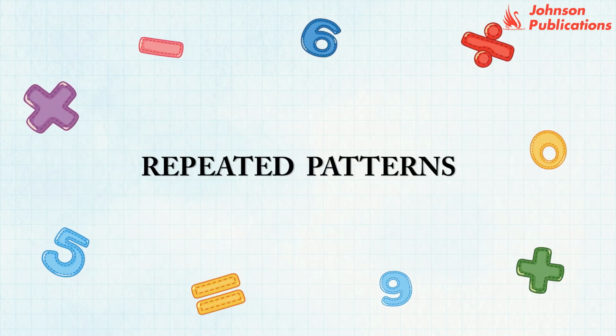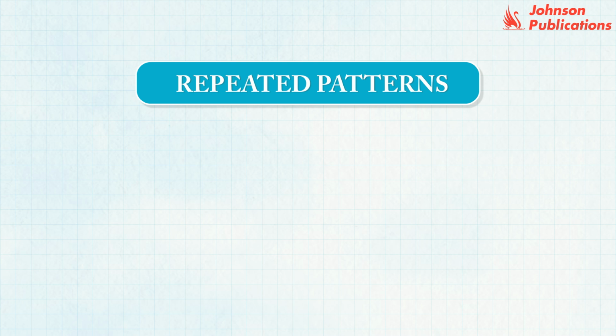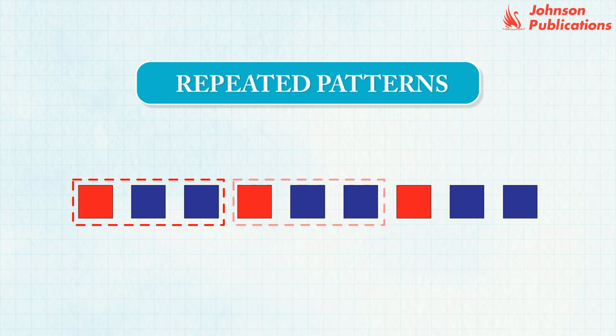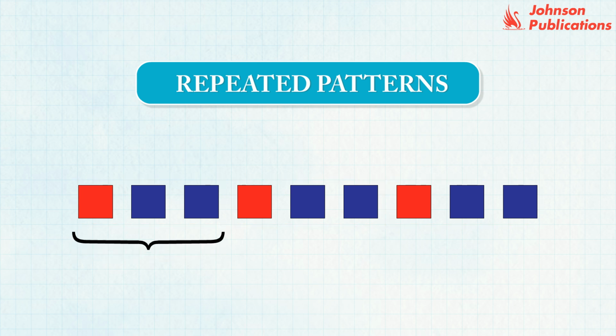Repeated patterns. Look at the pattern made with squares. You can see that one red and two blue squares are getting repeated. This repeated order of arrangement is helpful in creating a pattern. The part or section that is repeated in such patterns is called the unit pattern.